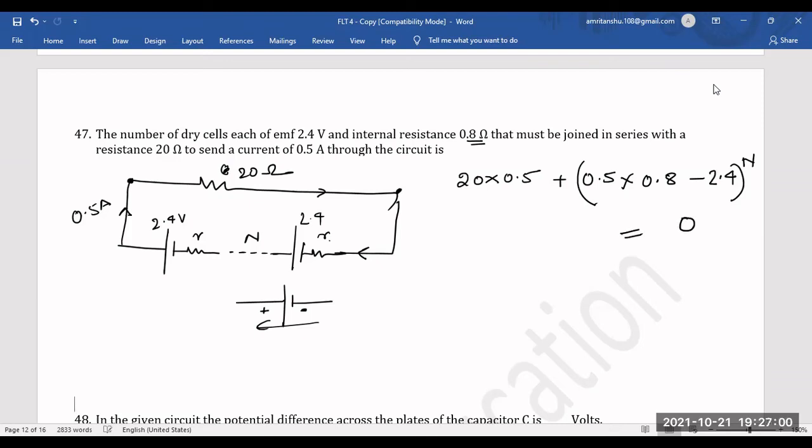and this should be equal to 0. When we solve, 0.4 times 0.5... this is 10 and 10, and this is minus 2n equals zero. From here n comes out to be 5. Moving on to the next question.